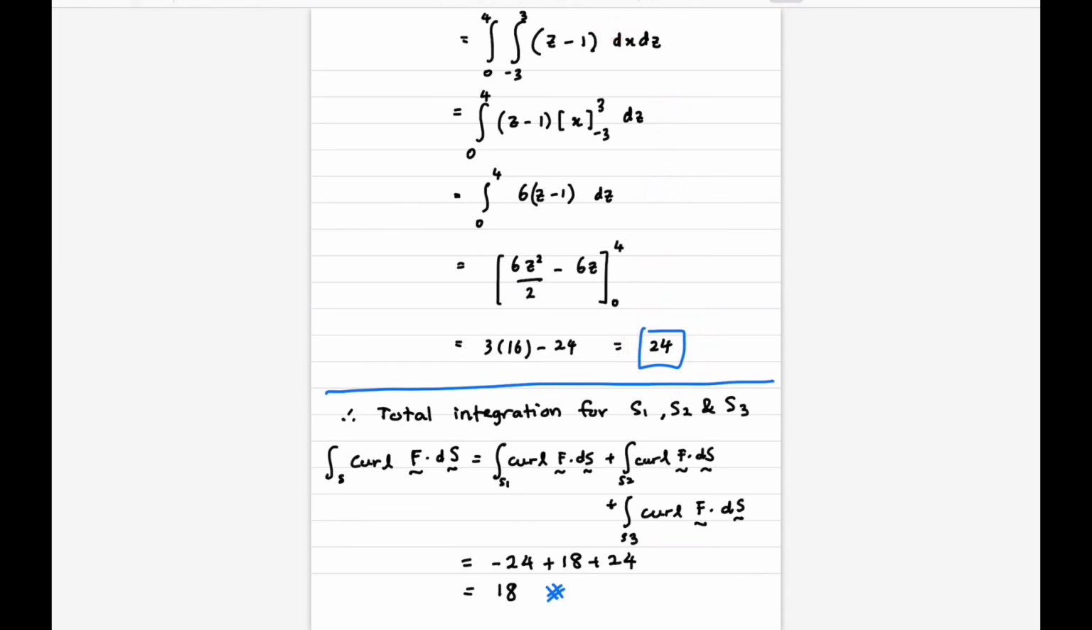The total integration for S1, S2 and S3, so your final answer will be 18. So you just solve both sides of the Stokes theorem. That's all. Thank you.